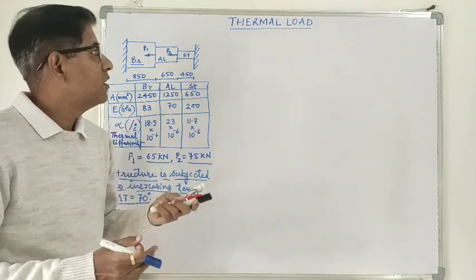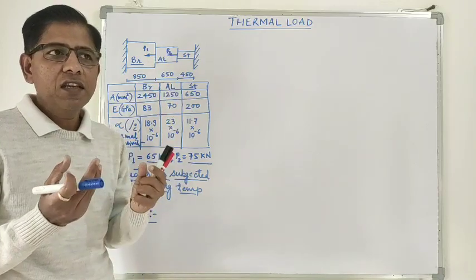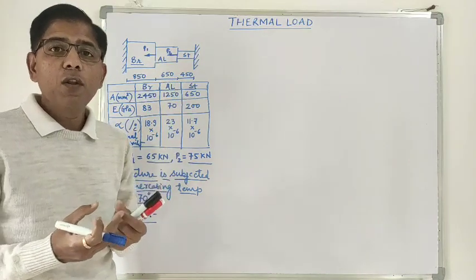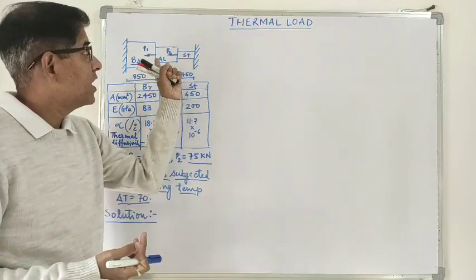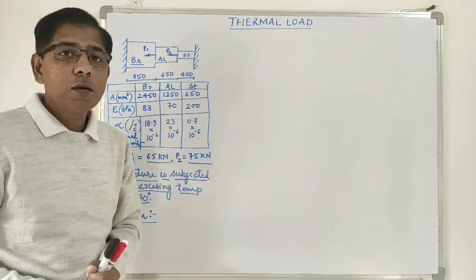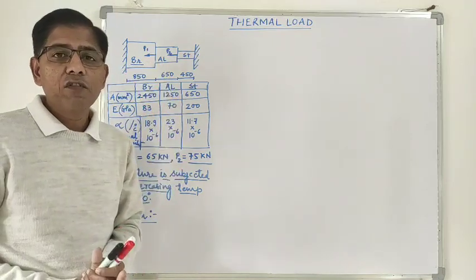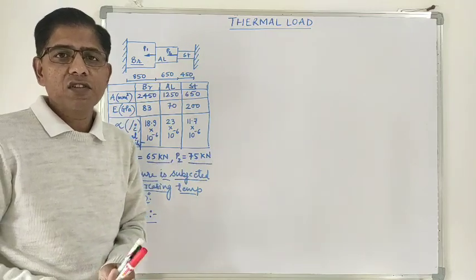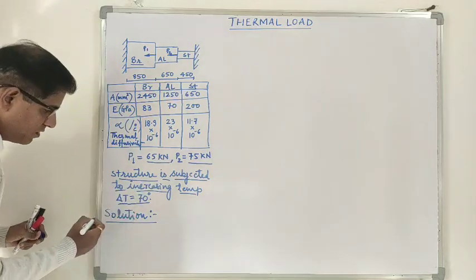Because of exposing the system to a high temperature, obviously the temperature of the system will increase, and because of that, thermal load will be developed and thermal stresses will develop inside the system. So in this example we are going to see how this thermal load can be included along with the point load for finding the field variables such as displacement, stress, and reaction.